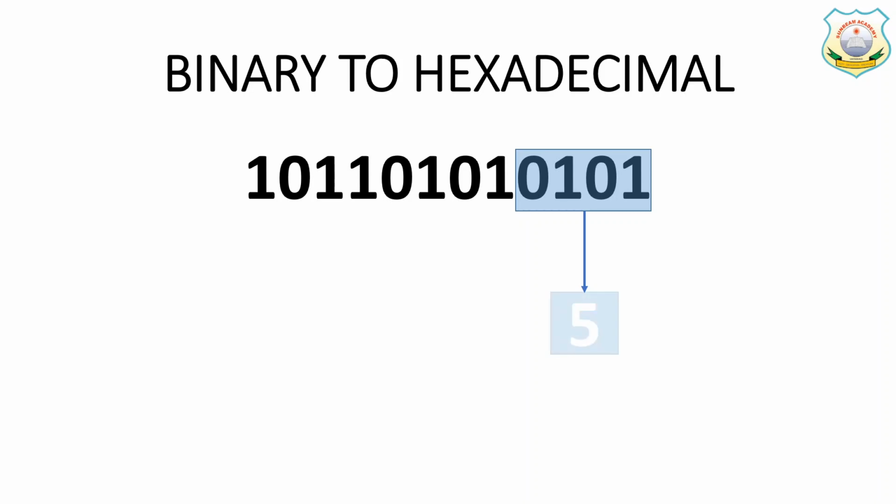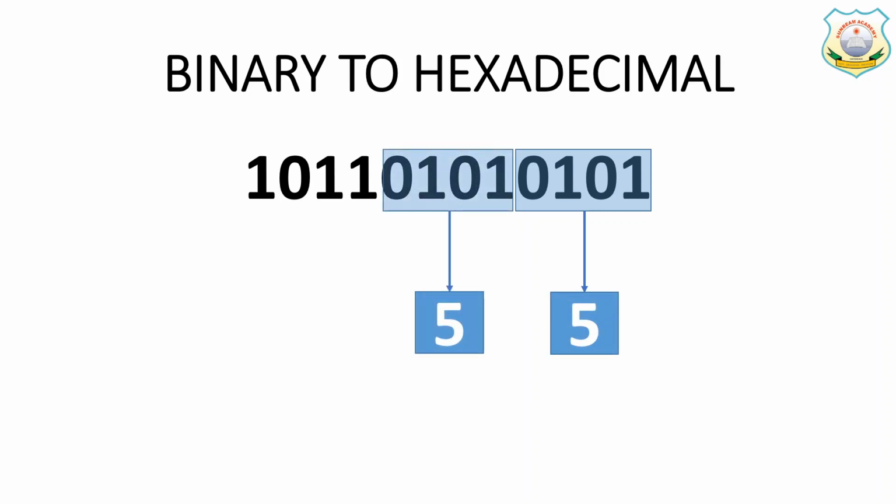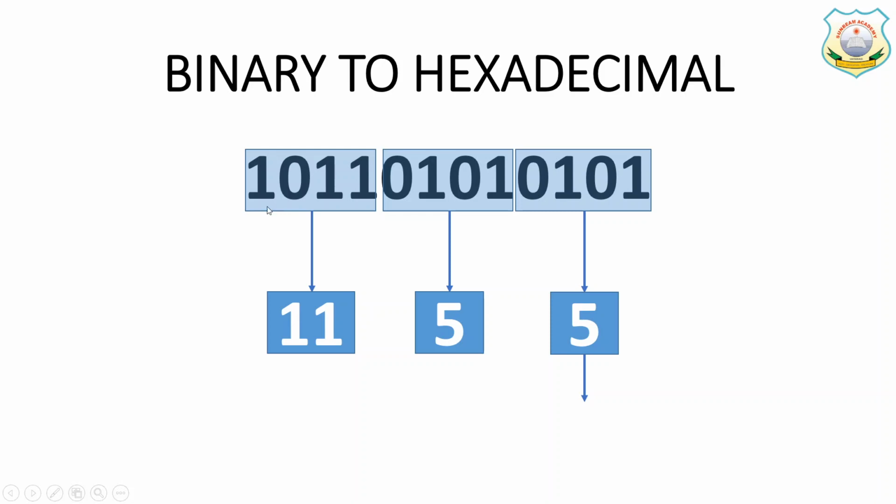This is the first group, which comes down to 5. This is the second group, again it comes down to 5, and this is 1011, it comes down to 11, isn't it? So 11, why 11? This is 8, so 1, 2, 4 and 8, then 8, 9, 10 and 11, so 11. So this is the number 11 5 5.